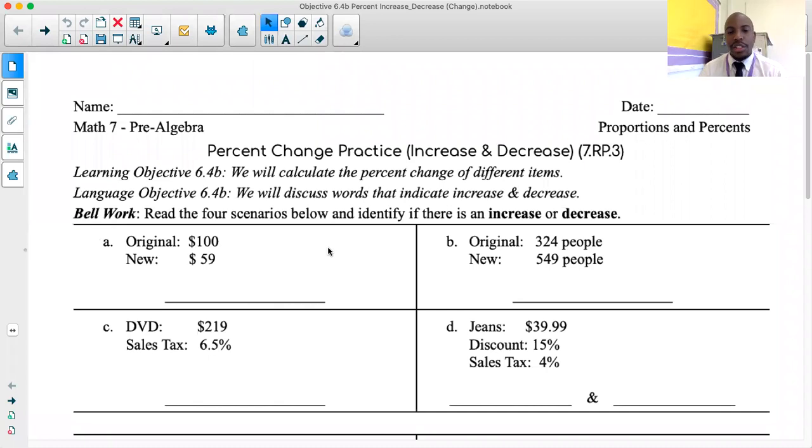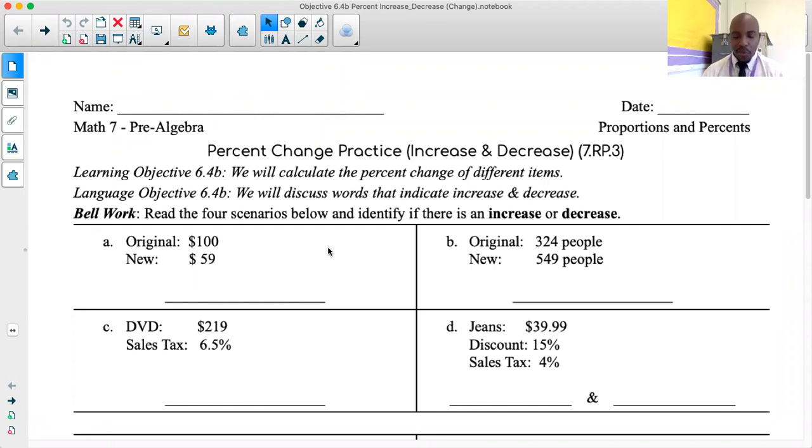As usual on our worksheets, it starts off by having you complete a bell work. There are 4 problems here, and what I'd like you to do is, on the lines provided, indicate whether or not these 4 scenarios are increase, decrease, or both. So take a moment, pause the video, and do that now.